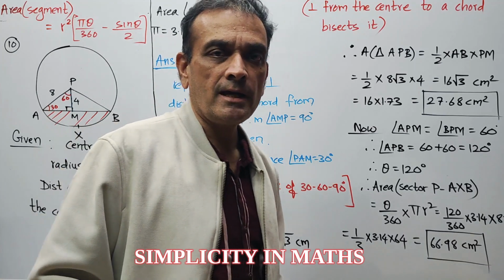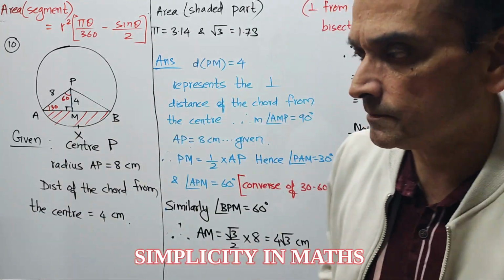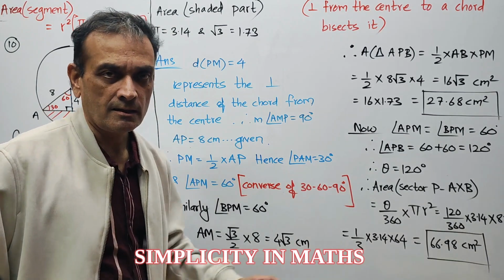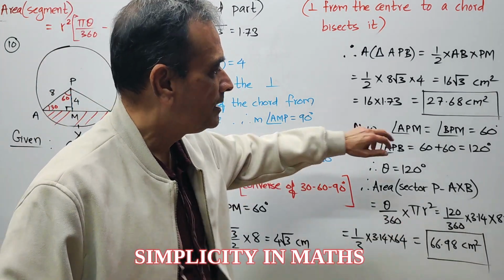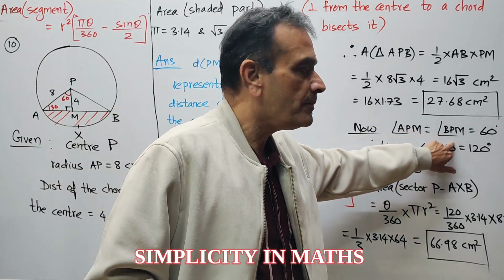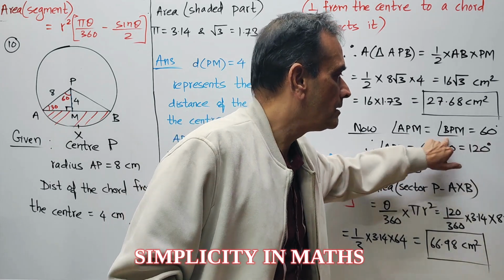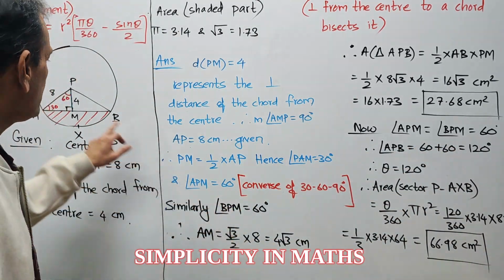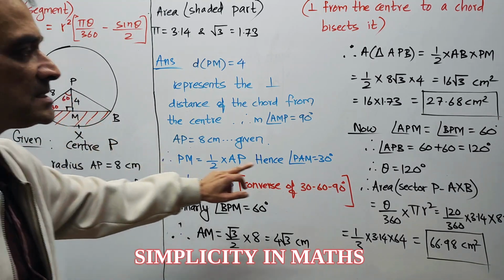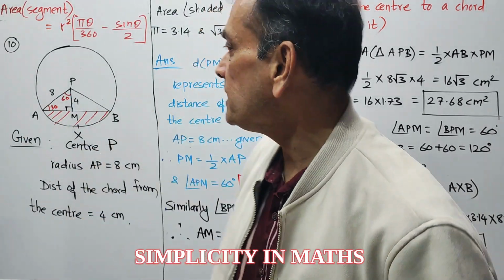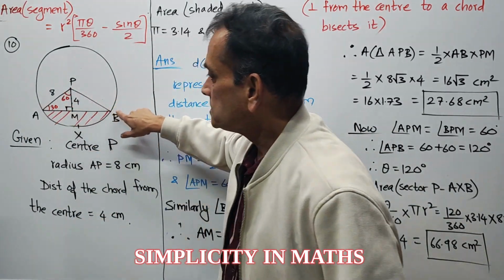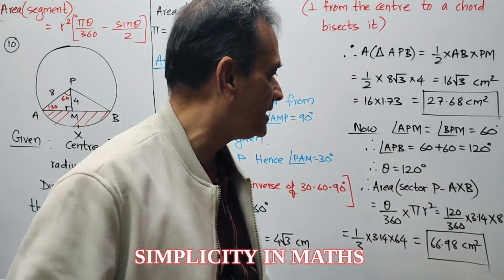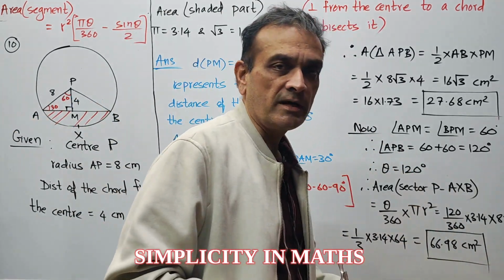Now in the usual way, let us find out area of sector. For area of sector, as I mentioned earlier, APM and BPM both are 60. It is written here, APM is 60, BPM is 60. So 60 plus 60 gives you the central angle APB. So angle APB, 60 plus 60, is 120 degrees, that is theta. Theta is 120.